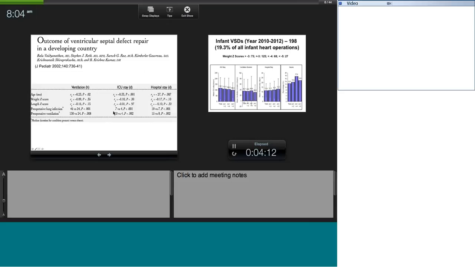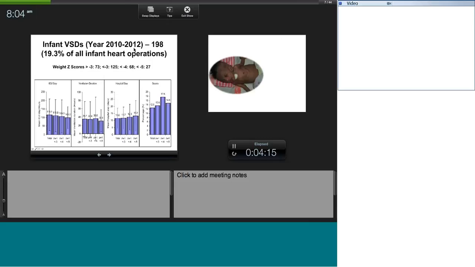We decided to look at our more recent data, the IQIC database 2010 to 2012. We've got 200 patients nearly, and VSDs constituted nearly 20% of our surgical caseload during this time. We've had 73 children with weight Z-scores under -3, that means severe malnutrition. Under -3 was 125 patients, under -4 was 68 patients, and under -5 was 27 patients. So these were the really malnourished patients.